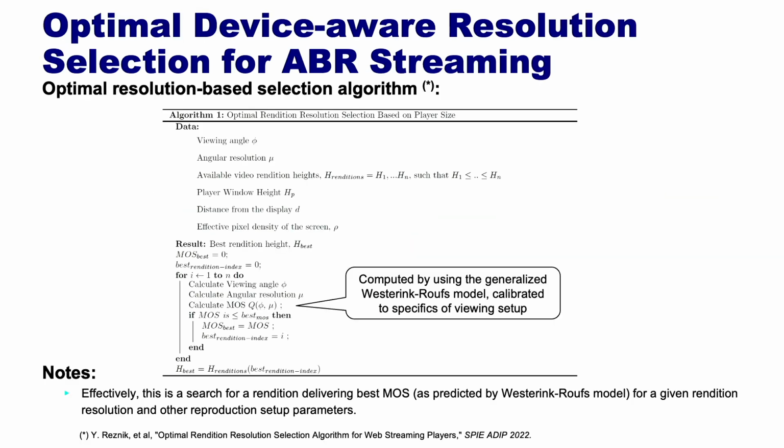But things can be done better, and this is what we presented last year. We presented an algorithm which is device aware. We take into account the viewing angle and angular resolution for the different viewing setups, and then we select the best resolution, considering the MOS as computed by using the generalized Westerink-Roufs model that we proposed.